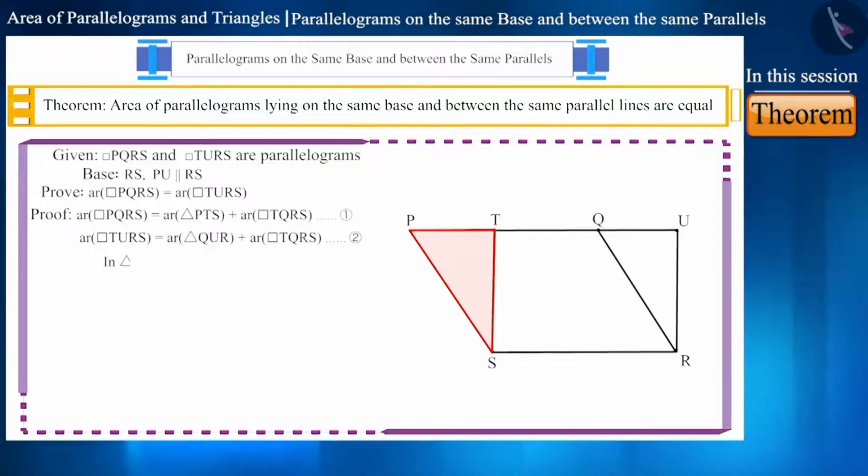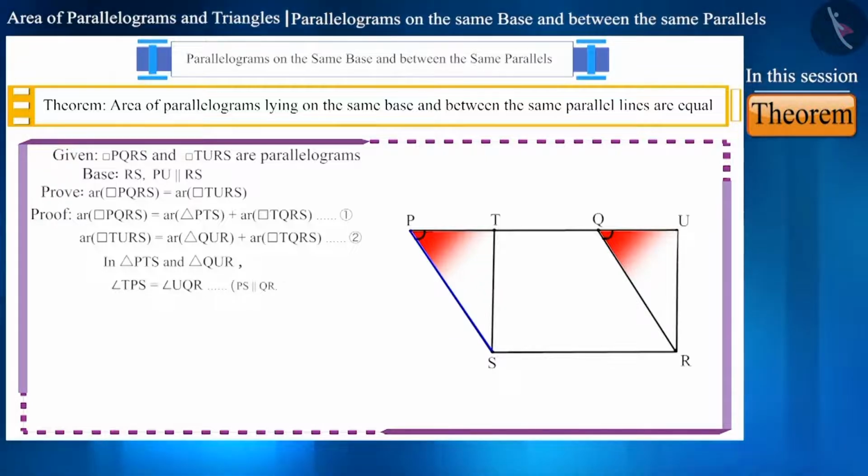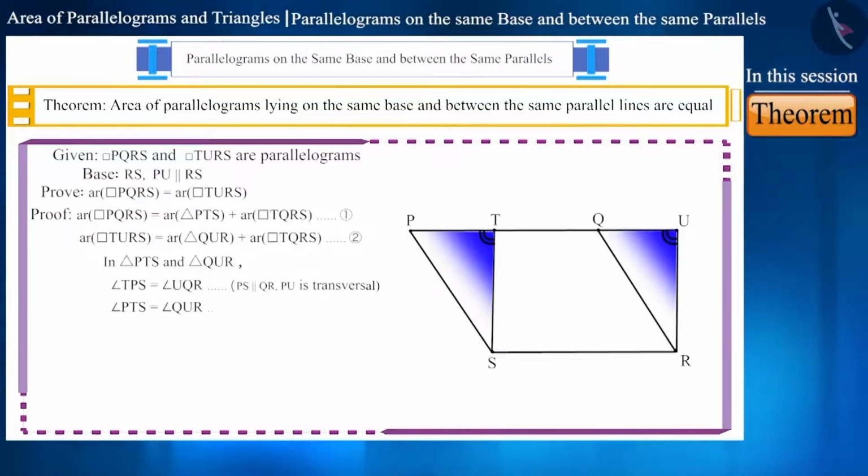And if we look at triangle PTS and triangle QUR, then we will find that angle TPS is equal to angle UQR because PS is parallel to QR and PU is a transversal, because of which these angles are making a pair of corresponding angles. Similarly, angle PTS is equal to angle QUR because TS is parallel to UR and PU is a transversal, because of which these angles are making a pair of corresponding angles.